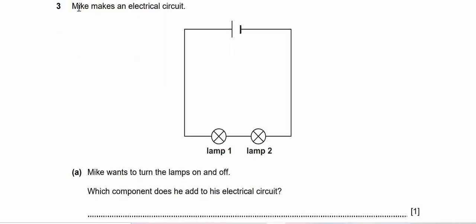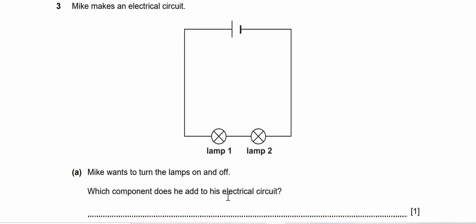Now we are in question 3a. Mike makes an electrical circuit. Question A. Mike wants to turn the lamps on and off. Which component does he add to his electrical circuit? 10 seconds from now.